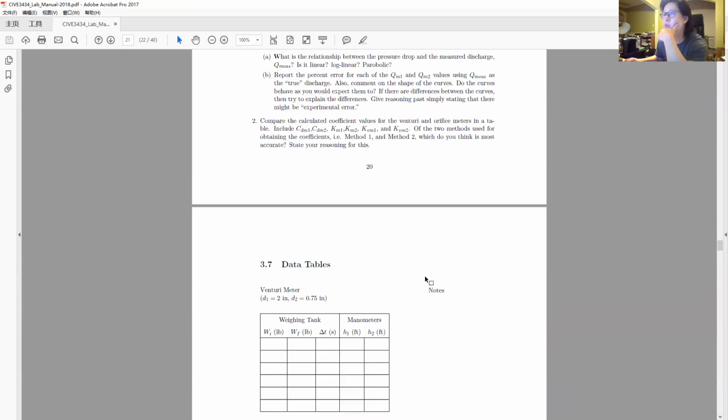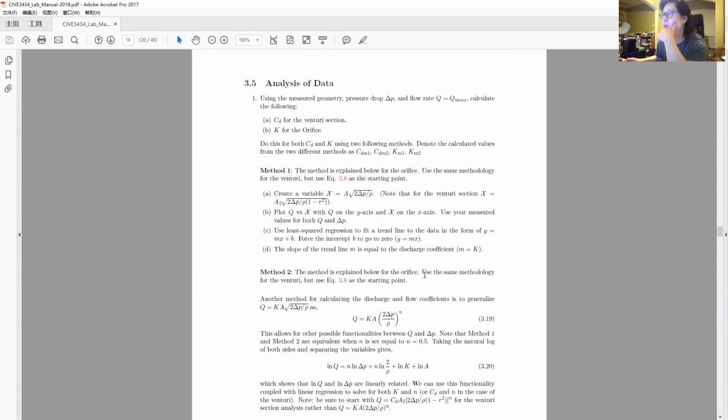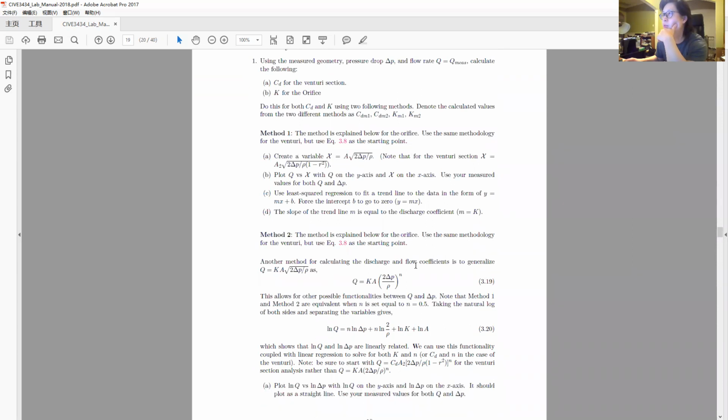I think that's pretty much it for the analysis of data. Please let me know if you still have any questions regarding the calculation. I think the calculation for lab 3 is the most complicated one. That's a lot of work, so I hope you can finish it without any problem. Okay, thank you so much.